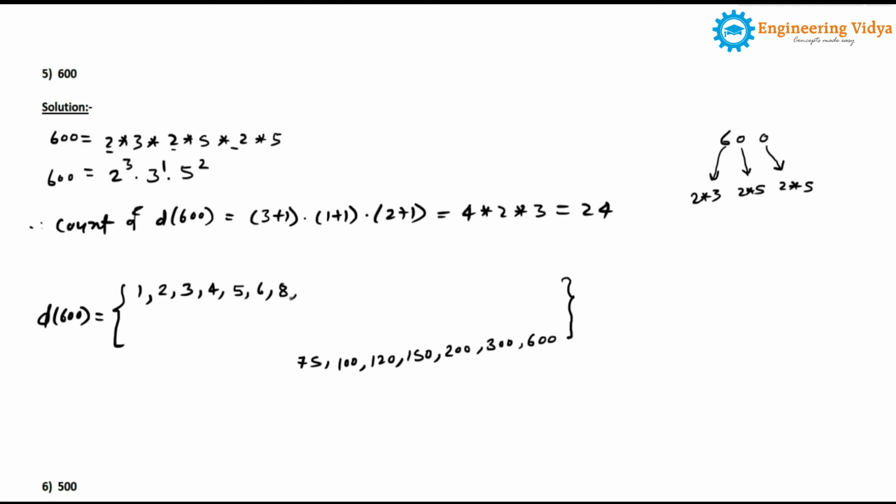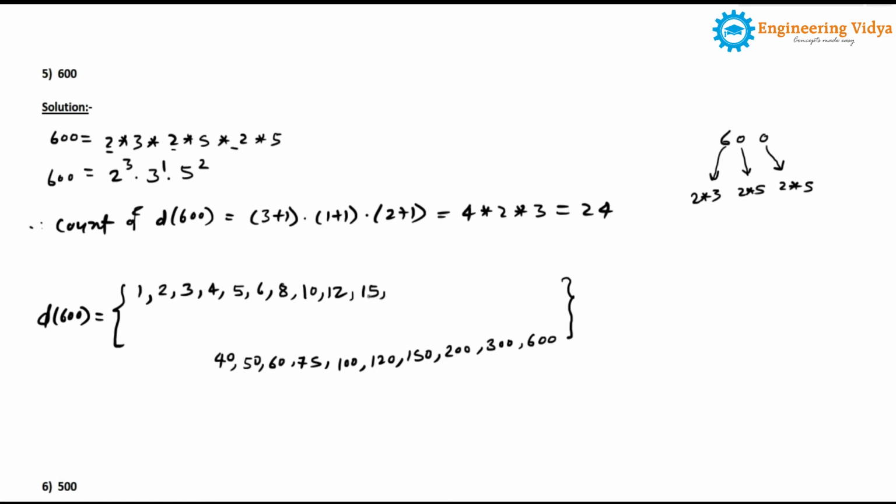Now after the 8 we'll check for the 9. So 9 cannot divide 600, but 10 can divide 600. If I divide it by 10, the quotient will be nothing but 60. Now after 10 we'll check for the 12. Yeah, here 12 can divide 600. If 12 can divide 600, the quotient will be nothing but 50. Now 13 cannot divide 600, right? 14 also cannot. 15 can divide 600, and if you divide it by 15, the quotient will be nothing but 40. It means the 40 also can divide 600.